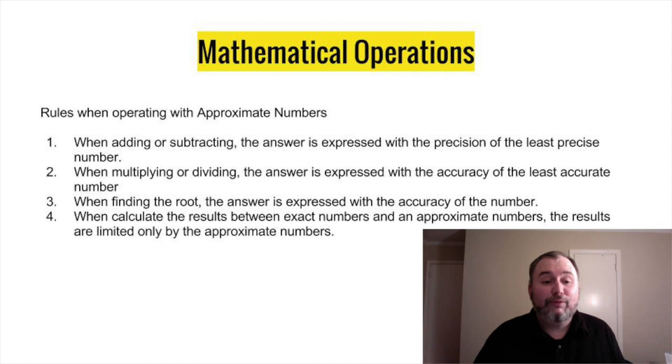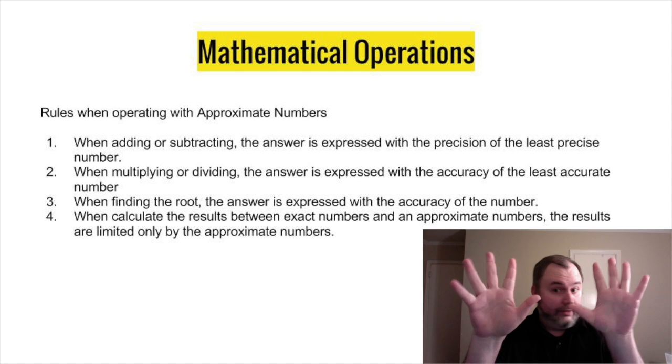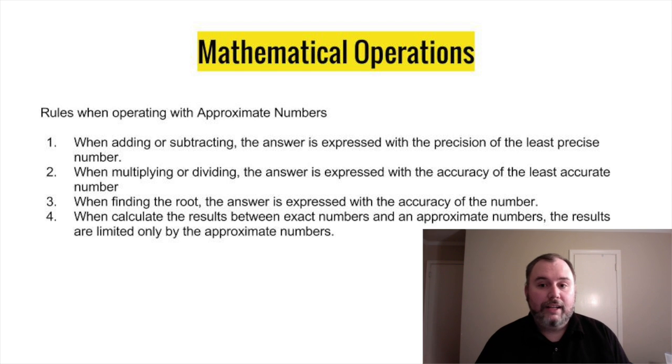And then finally, 4, when calculating the results between an exact number, such as 10 fingers, that's an exact number, and an approximation, which is 12.57893345, you're going to express your answer based upon the approximate number. Okay? So, pause the video. Make sure you write these instructions down, the rules down, and we'll come back and we'll look at these, and you'll see that it's not nearly as bad as you're expecting.